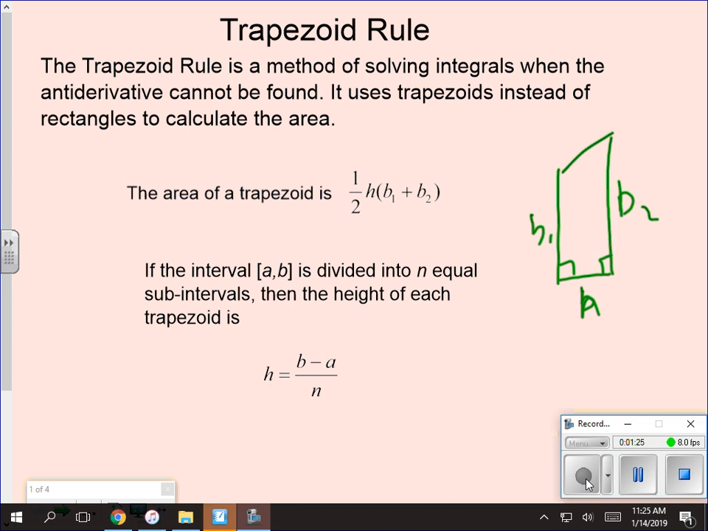So we're going to take it from a to b and break it up into equal intervals. Each one of those is exactly the same. That's part of how this works, they're each exactly the same. So the height for every trapezoid is that distance. It's exactly the same. So the total distance is divided up into equal parts. That's part of what makes the trapezoid work.